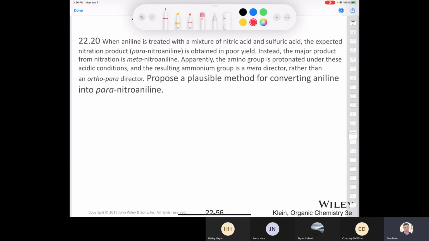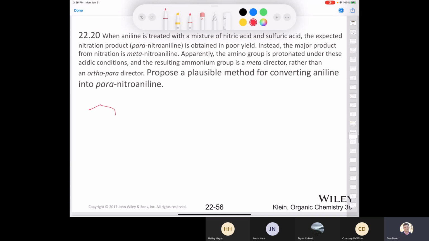It says here, when aniline is treated with nitric acid and sulfuric acid, so if we take aniline and we treat it with nitric acid, HNO3, and sulfuric acid, H2SO4, okay? The expected nitration product, para-nitroaniline, so that would be this guy, where you have the nitro group here.